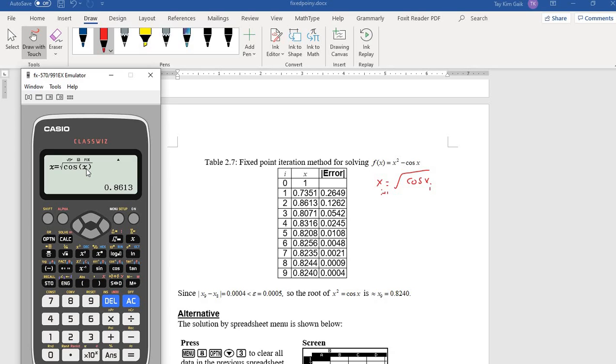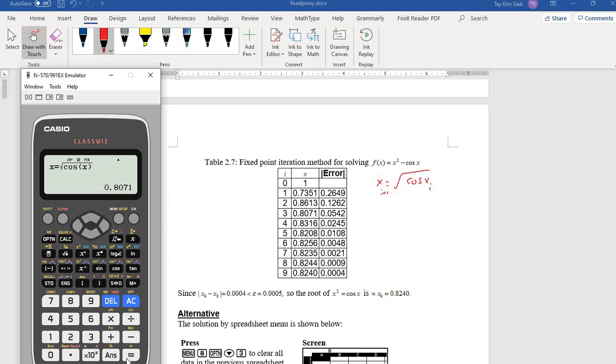So I press equal, so 0.7351 is automatically substituted into the right hand side, and then you get 0.8613 here, the second one. So with this one, x equal, you no need to put in the new input. You see, even though I fixed it, it actually picks up all the decimal places, it's just for display purposes, I write down 4 decimal places.